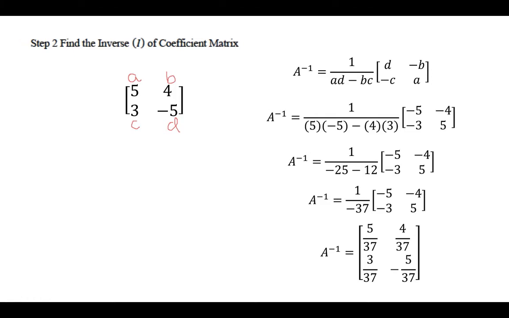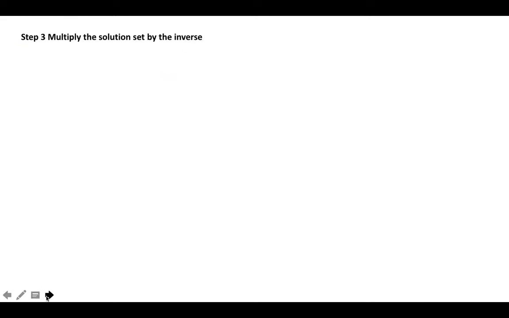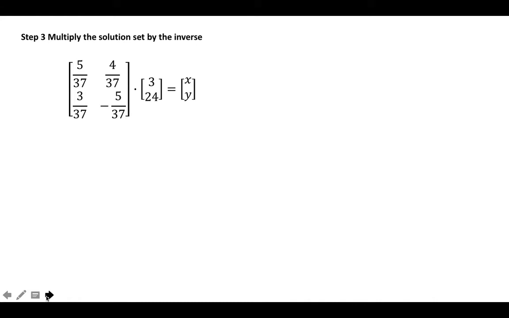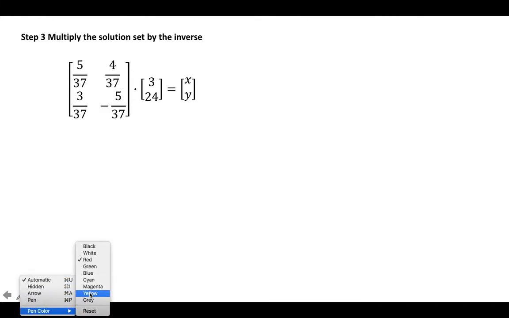Now that I have my inverse matrix, the last step is to multiply it by the solution set. I'm going to multiply it as such. My inverse matrix goes in the front. My solution set matrix goes in the back. You have to multiply it like this, because if you try to multiply it the other way, you will not be able to do it.